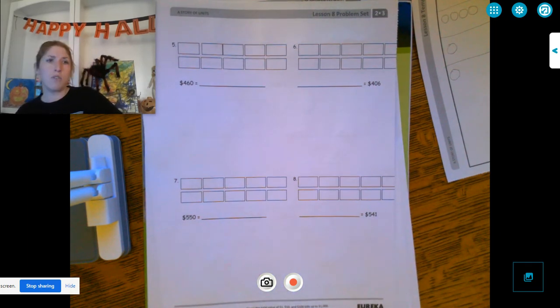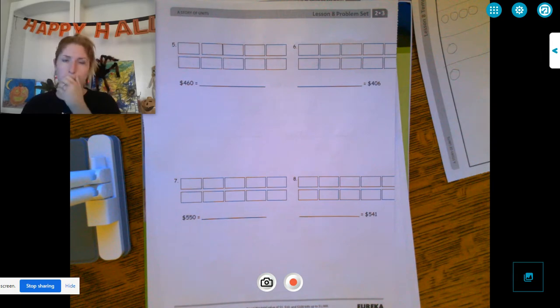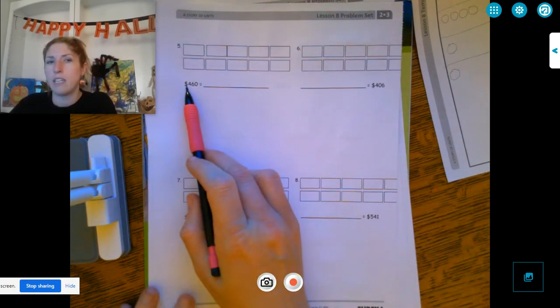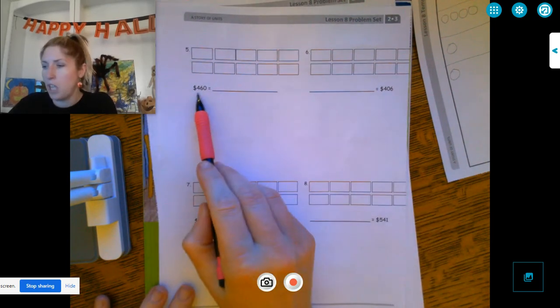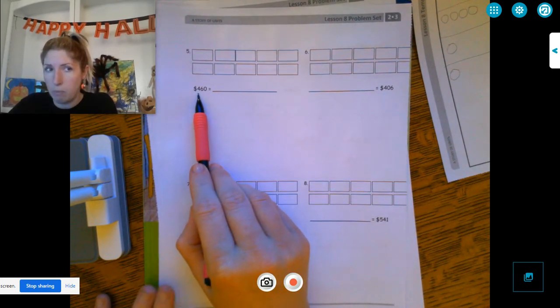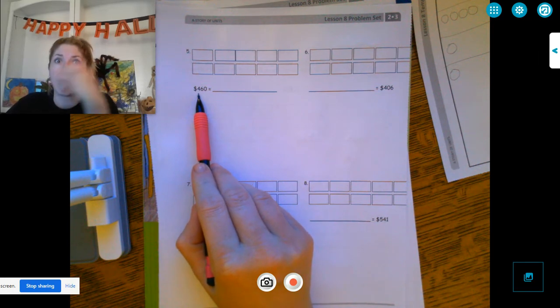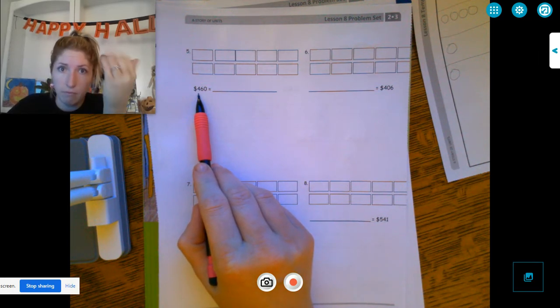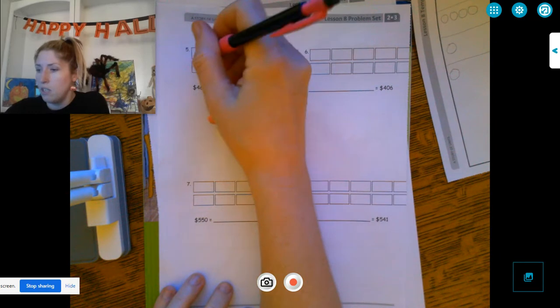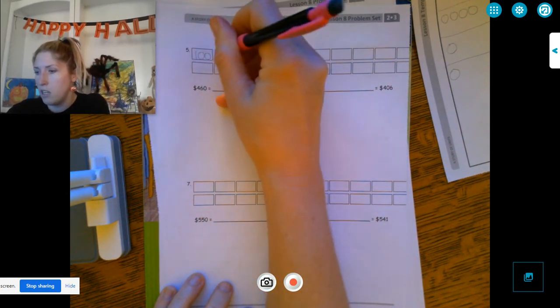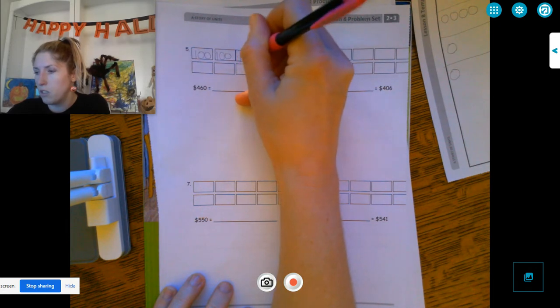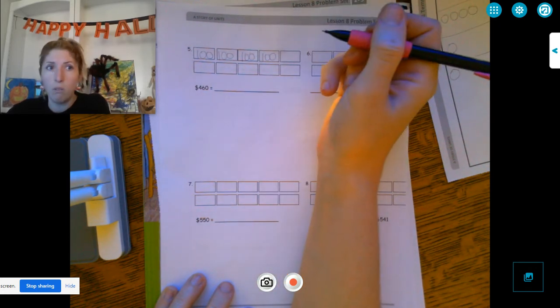So let's try to do this without our hundreds chart now. We used it for the front. Let's see if we can do it without it now on the back. So we have $460. Let's make the $100 bills first. So we have a 4 here in our hundreds place, which means we're going to need 4 what? Hopefully you said hundreds. So 4 hundreds because there's a 4 in the hundreds place. So we need 1, 2, 3, 4 100s, right?